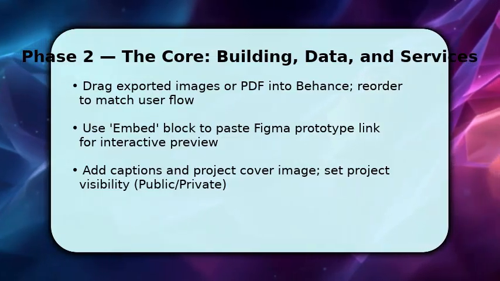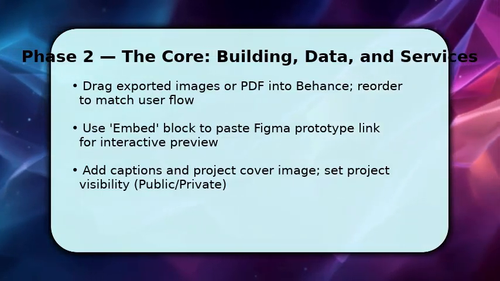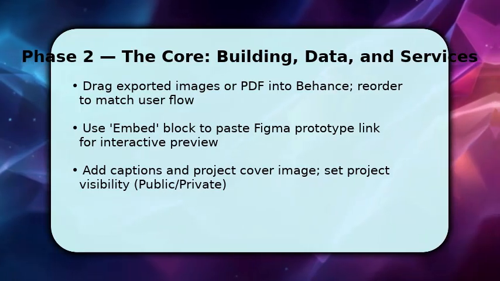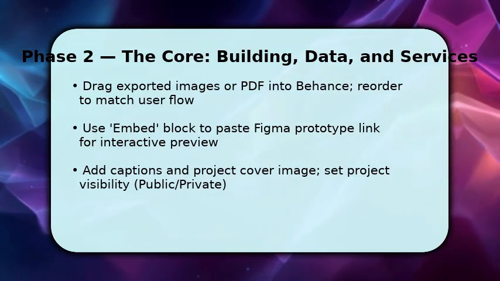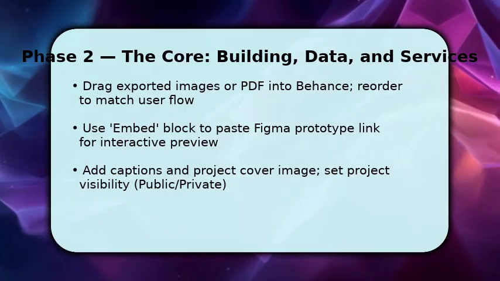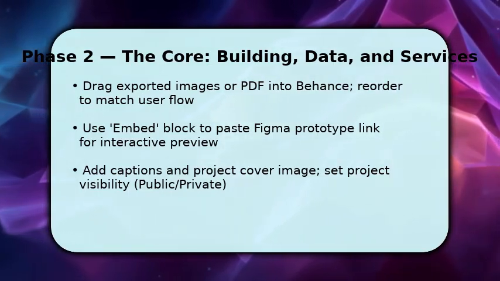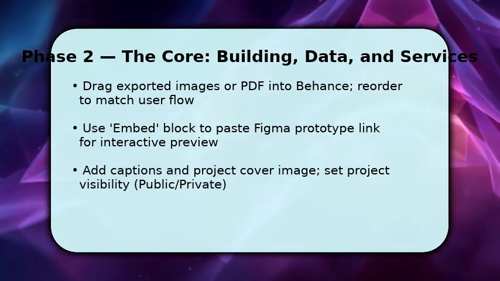Now you add content. Drag your exported screens or PDF into the project canvas, then reorder them to mirror the prototype's journey. Once images are placed, choose Embed and paste the Figma prototype share link with the correct permissions. Make sure link sharing is set to anyone with link can view.